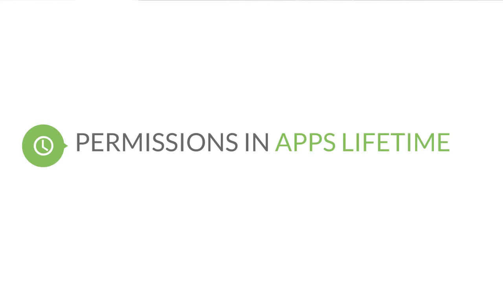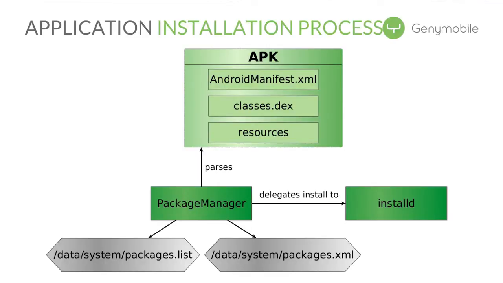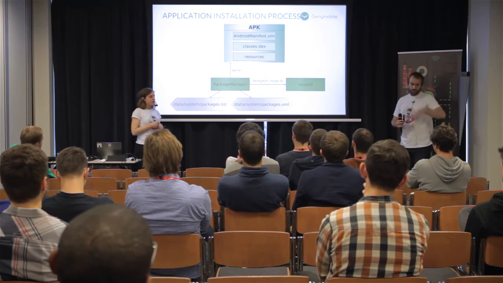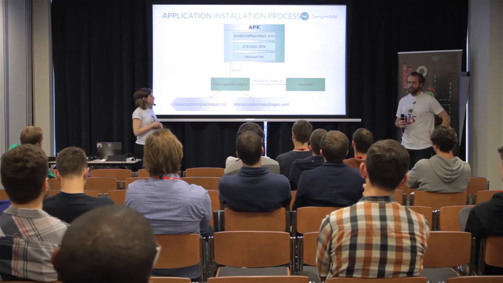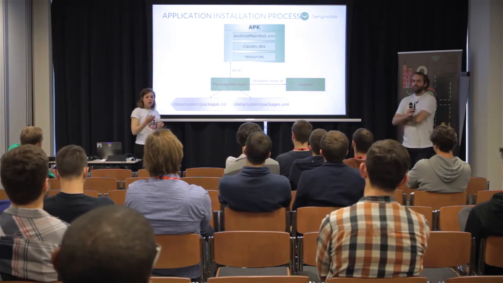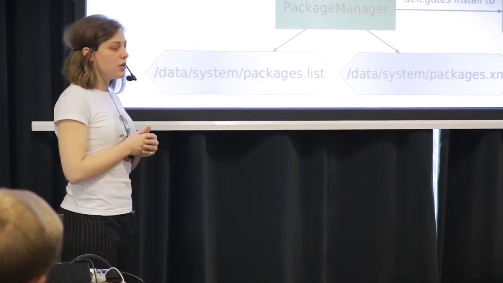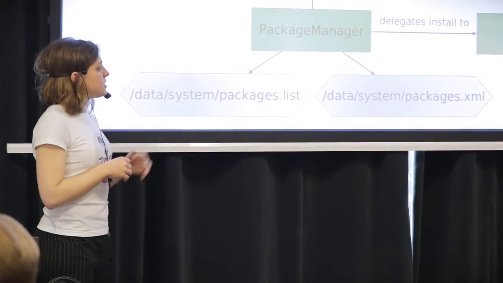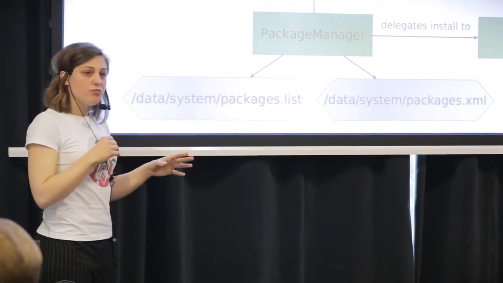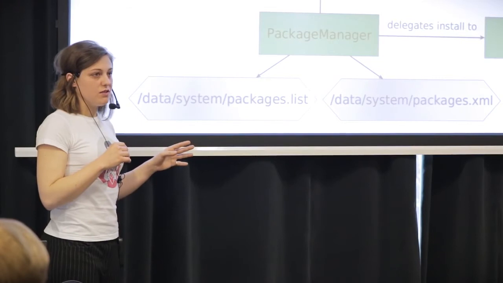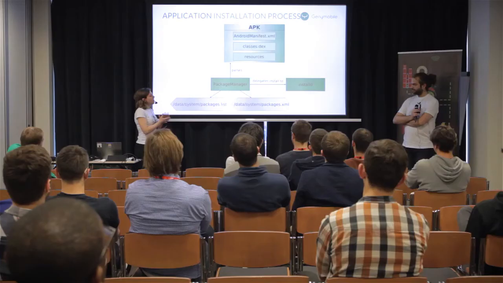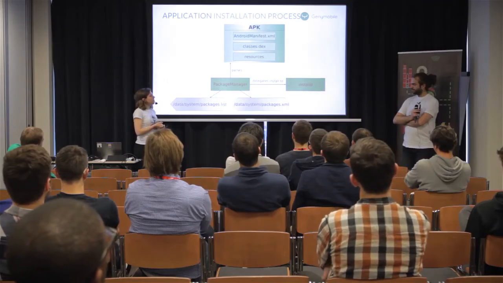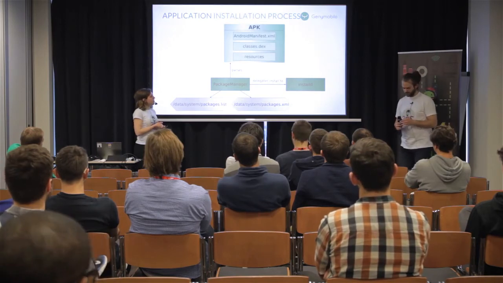Okay, so let's talk about the permission lifetime. When you are installing an app, PK is going to be the package manager, which is going to parse your Android manifest XML. It retrieves some information from your XML regarding your permissions, and we store this in two different files: package list and package XML. The rest of the process is delegated to installd. So it's a very simple view of how apps are installed in Android.